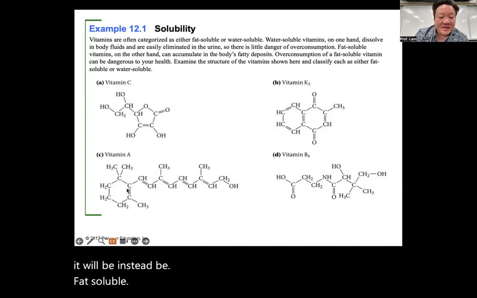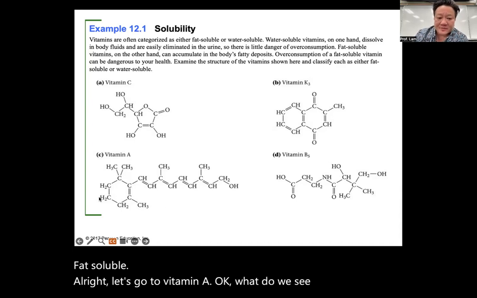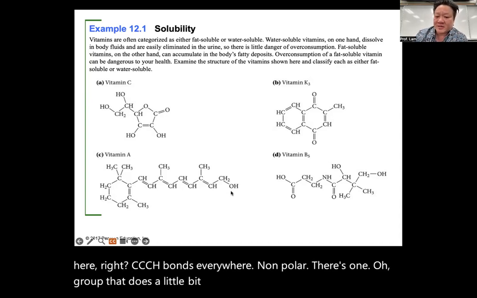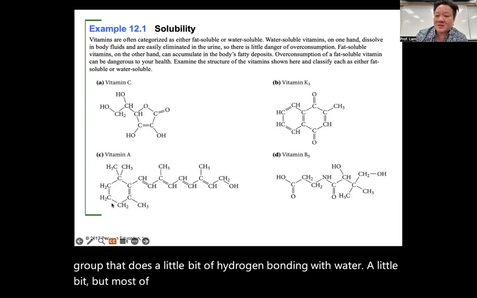All right, let's go to vitamin A. Okay, what do we see? Pretty obvious here, right? CC and CH bonds everywhere, non-polar. There's one OH group. That does a little bit of hydrogen bonding with water, a little bit. But most of this is going to be water insoluble. So we've got to say fat soluble for vitamin A.